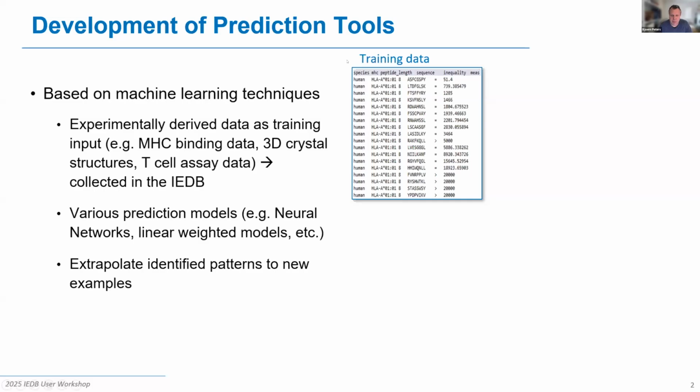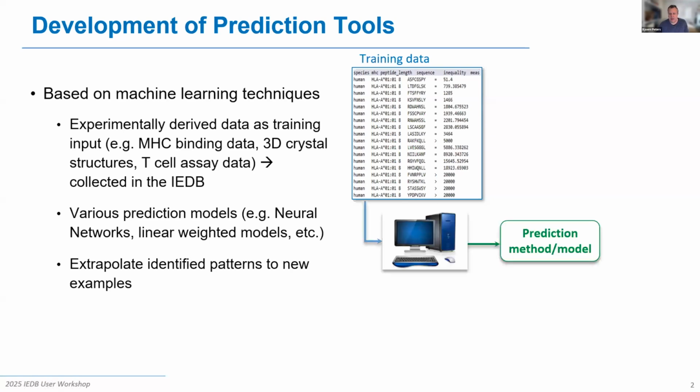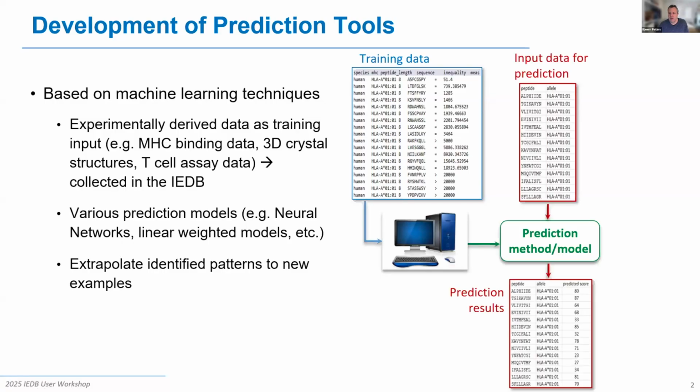So we use that data that is cataloged in the IEDB as training input for machine learning tools. This example I'm showing here is MHC binding data because it's the easiest to understand, where you have peptides with measured affinities, say, and then you can apply various different methods like neural networks, linear weighted models, anything to extrapolate the patterns that you find in your data to then arrive at a prediction model, which you can use for any kind of new sequence inputs and get out new predicted affinities for that.